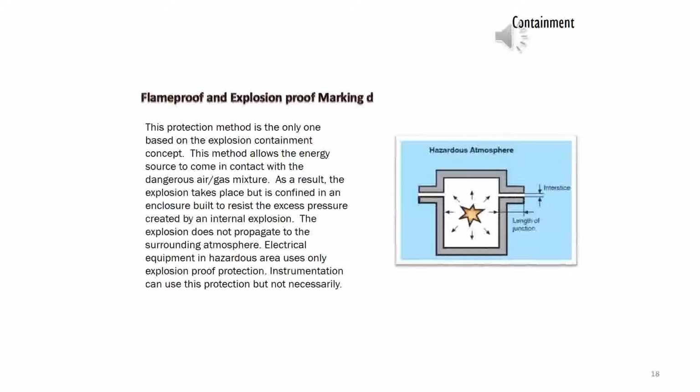Flame-proof or explosion-proof protection, marking D. This protection method is the only one based on the explosion containment concept. This method allows the energy source to come in contact with the dangerous air-gas mixture. As a result, the explosion takes place but is confined in an enclosure built to resist the excess pressure created by an internal explosion. The explosion does not propagate to the surrounding atmosphere.